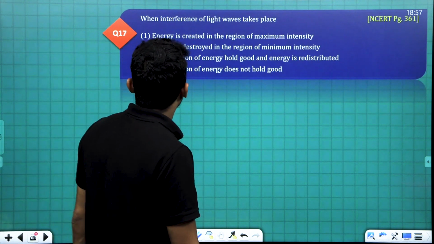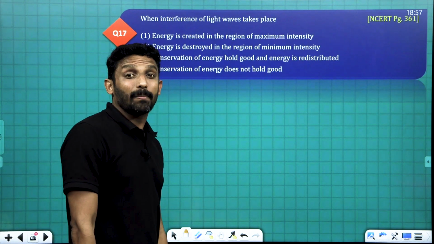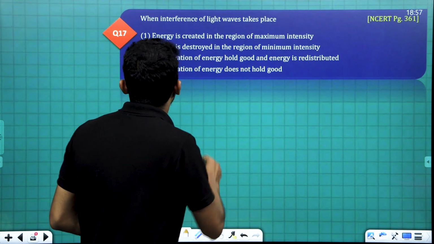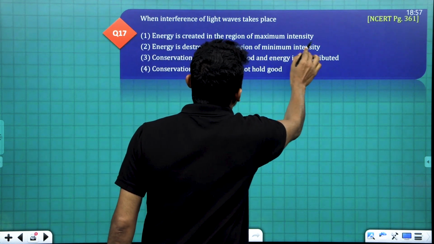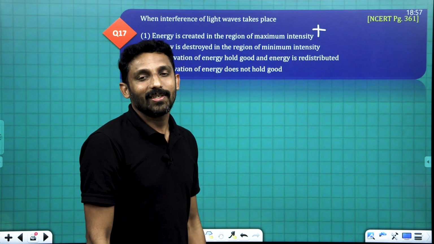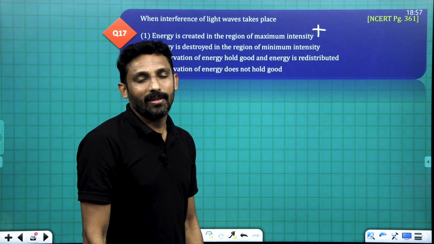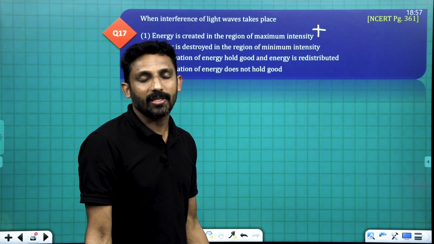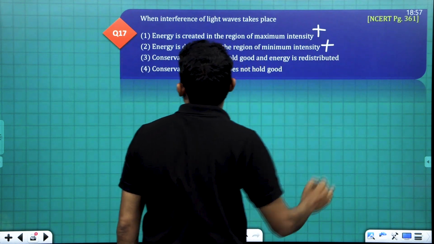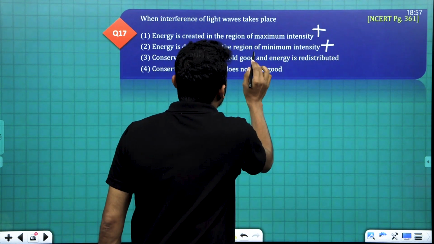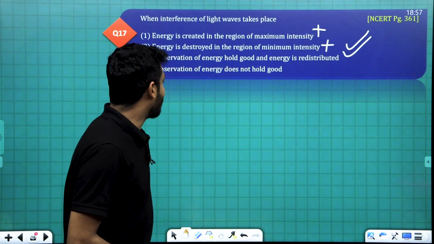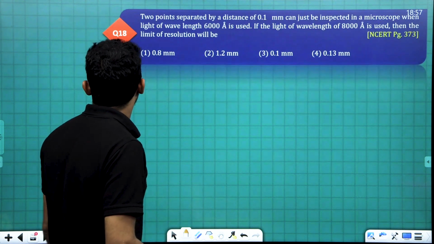Next: when interference of light waves takes place, energy is created in the region of maximum intensity. Energy cannot be created nor destroyed. That is the basic principle, applicable in any part of the universe: the conservation of energy. Energy is destroyed is incorrect. Conservation of energy holds good and energy is redistributed is the correct answer.